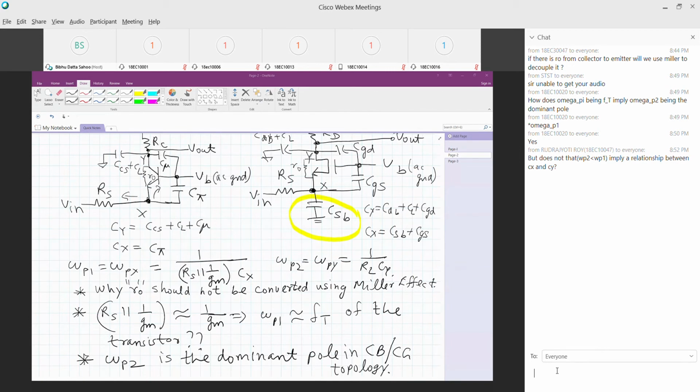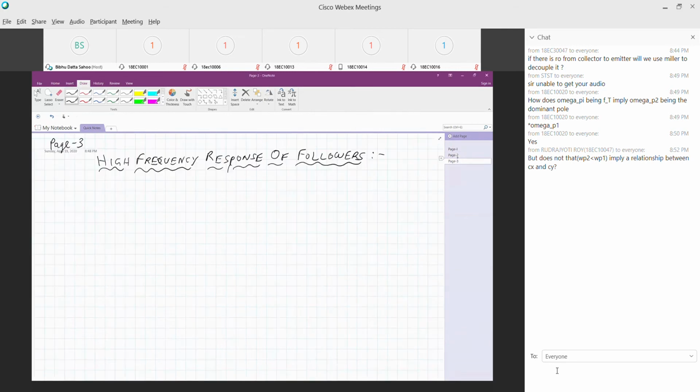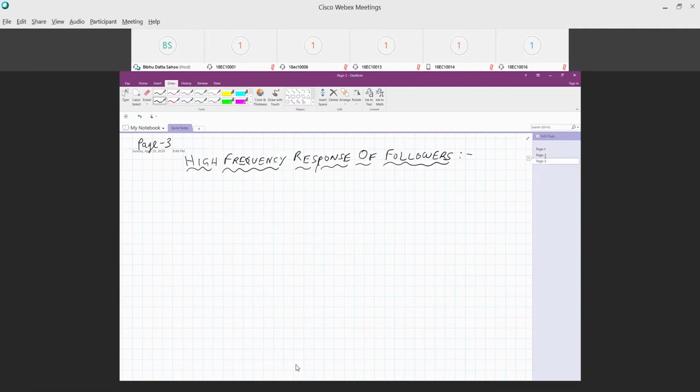So now let me proceed further. High frequency response of the follower. So I'll draw the emitter follower circuit first.